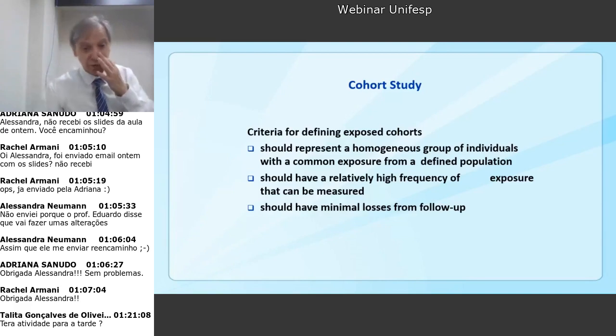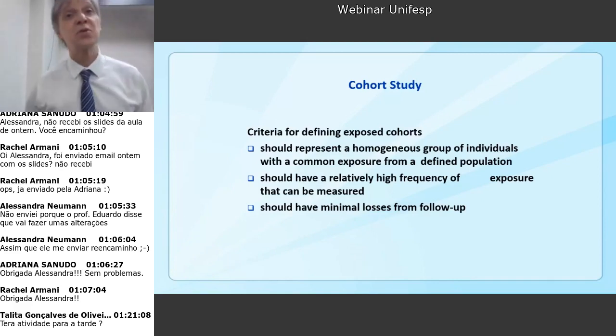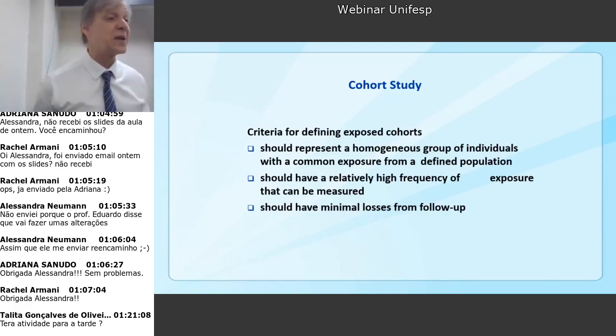At any rate, the cohorts share some commonality, and should have a relatively high frequency of exposure that can be measured. If you select a cohort where you have difficulty measuring exposure, you're in trouble. Okay, I do have a cohort like that. Unfortunately, I had to, because sometimes there's no way of evading the issue of difficulty of measuring.